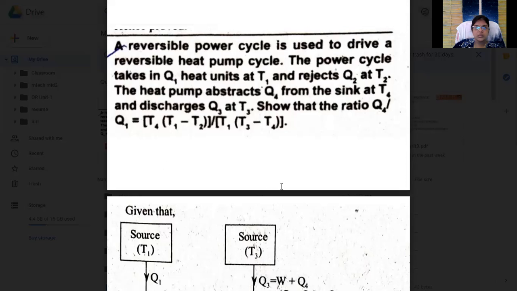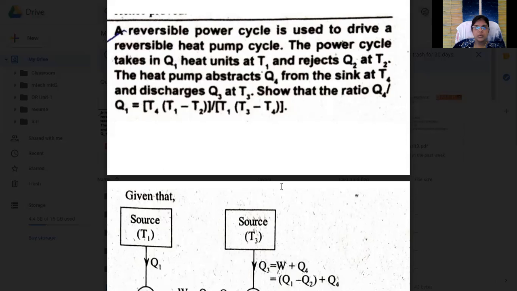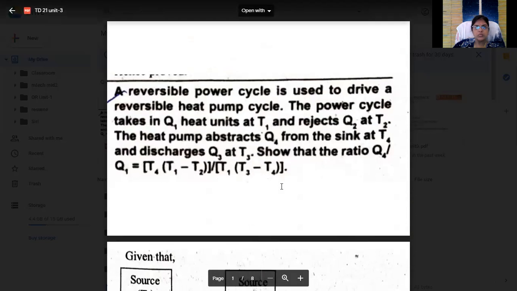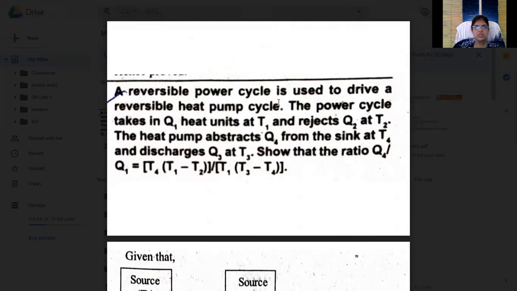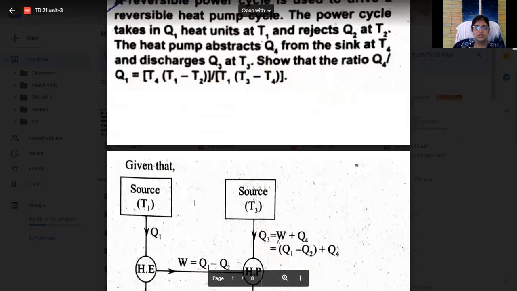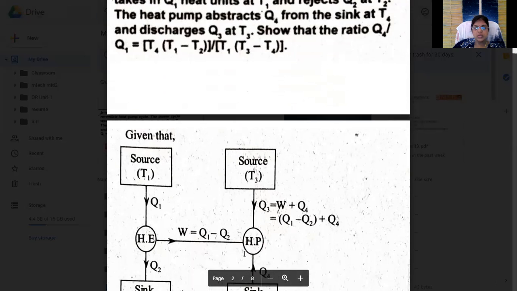So first of all, what is the given data? The matter we will convert in the form of the diagram. First of all, it says a reversible power cycle is used to drive a reversible heat pump. So here it is used to drive the heat pump. Whenever we use a heat pump or refrigerator, we want work done. So we will take work from another system and this work we will use to run the heat pump or refrigerator. So here it is a diagram.